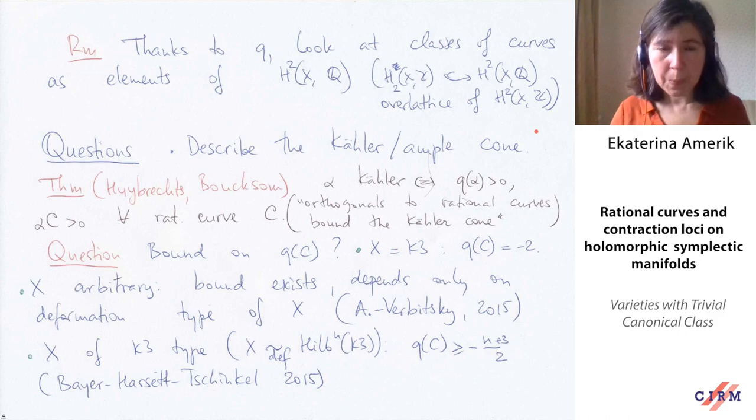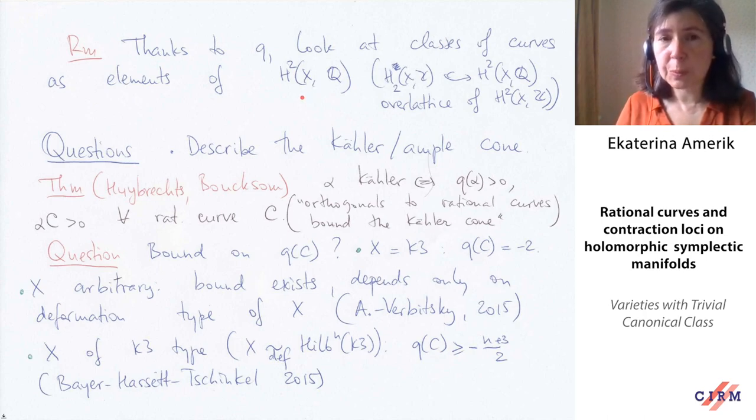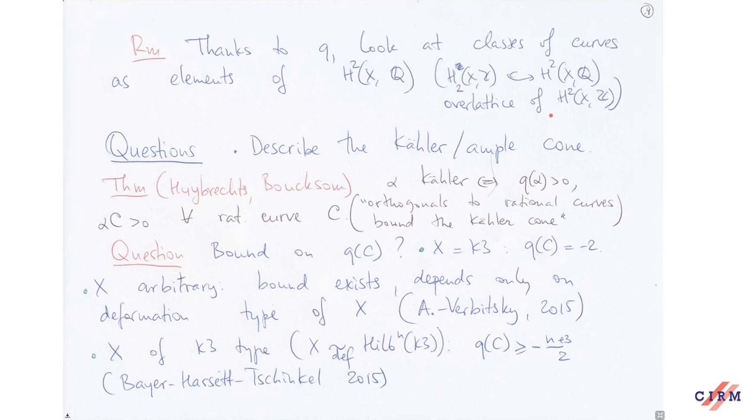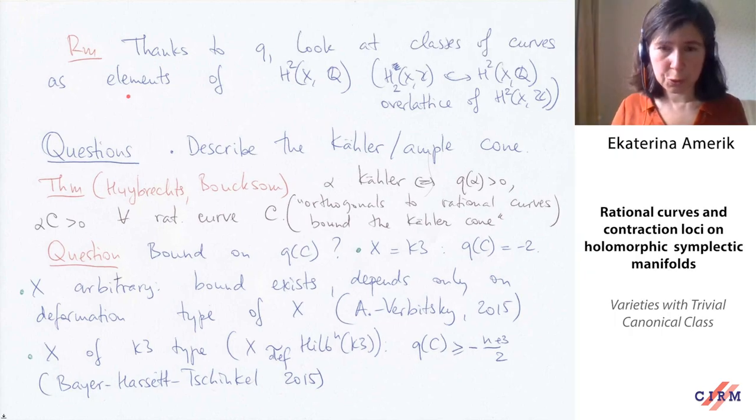A general remark. Throughout this talk, I will talk about classes of curves in H_2(X, Q), which is a bit strange, but it's extremely convenient. Thanks to the Beauville-Bogomolov form, we can consider classes of curves as classes in the second cohomology with rational coefficients. H lower 2 (X, Z) becomes a lattice in H upper 2 (X, Z), and this is what we are going to do throughout this talk. We are going to talk about Beauville-Bogomolov squares of curves, and these will be rational numbers.